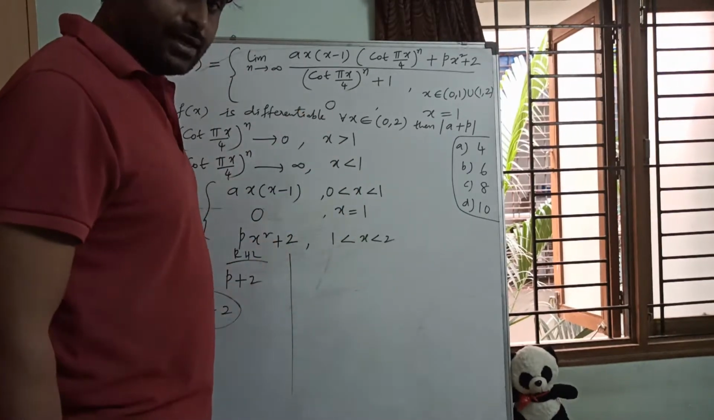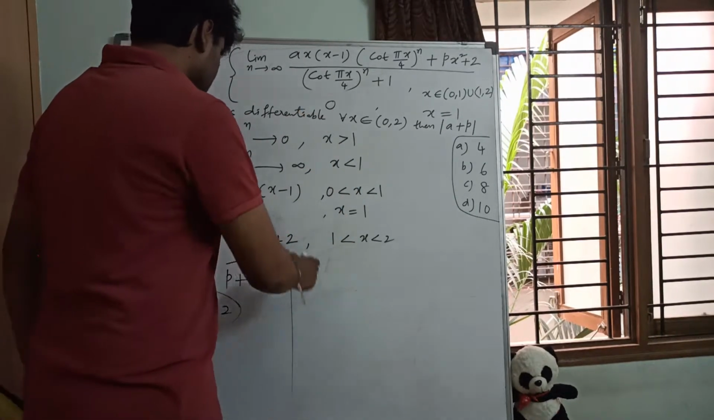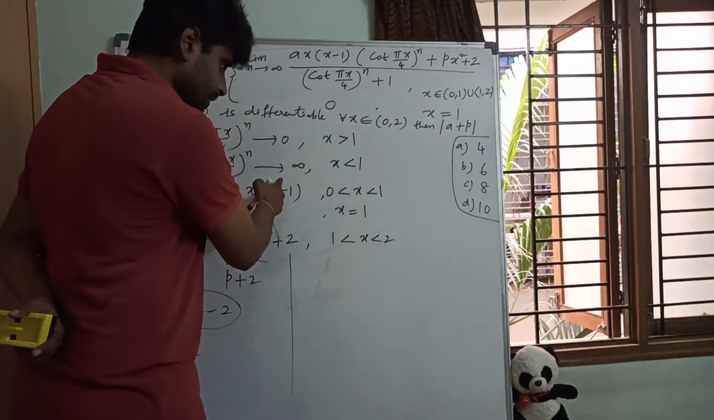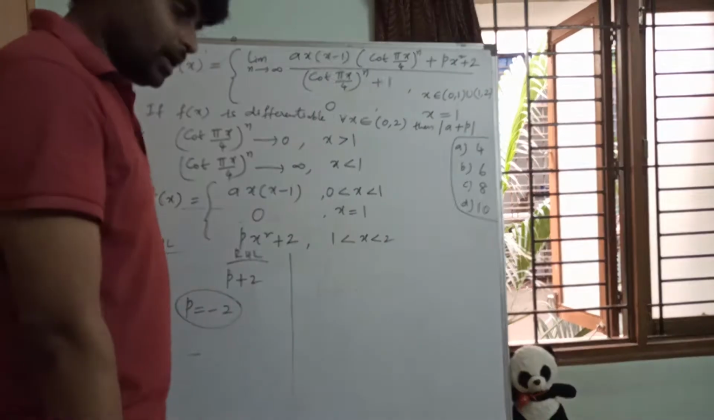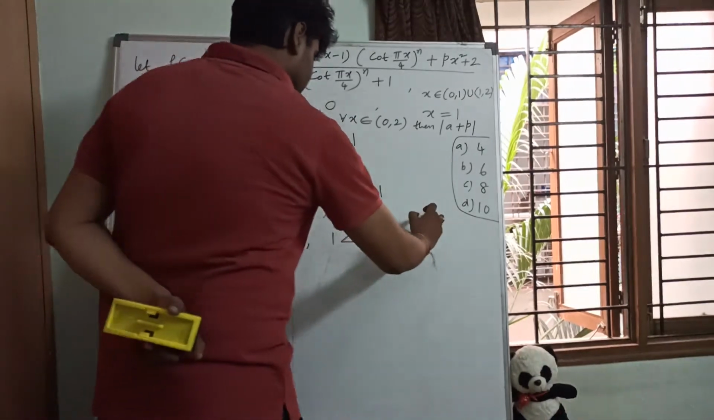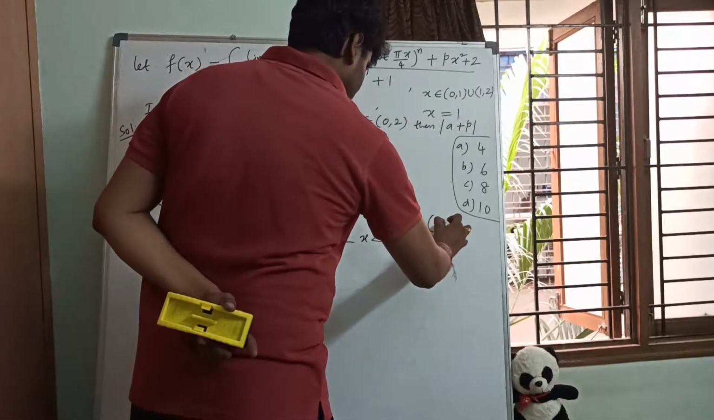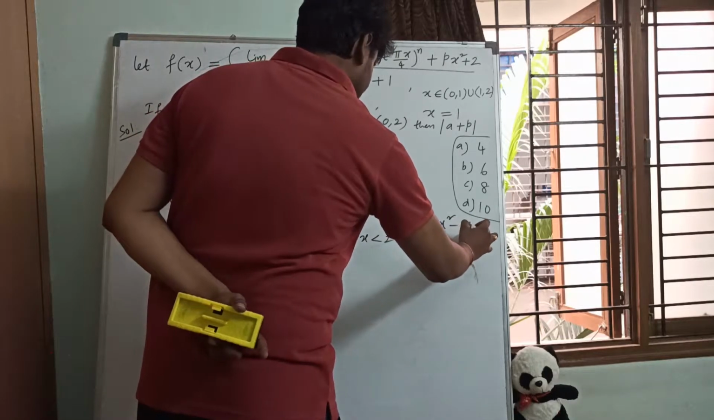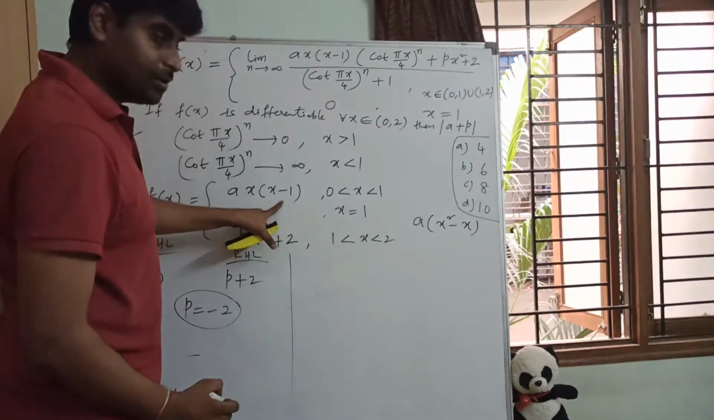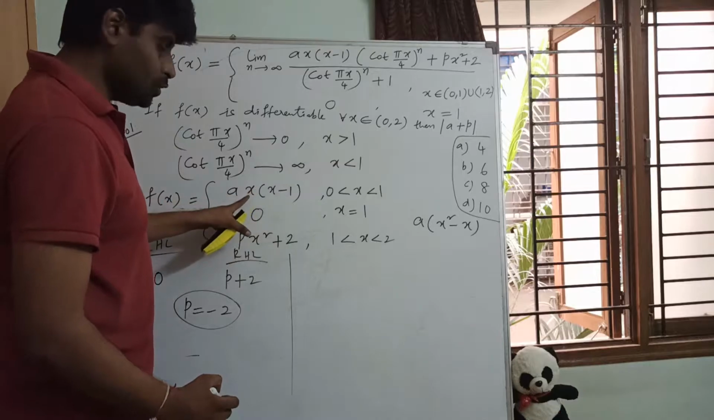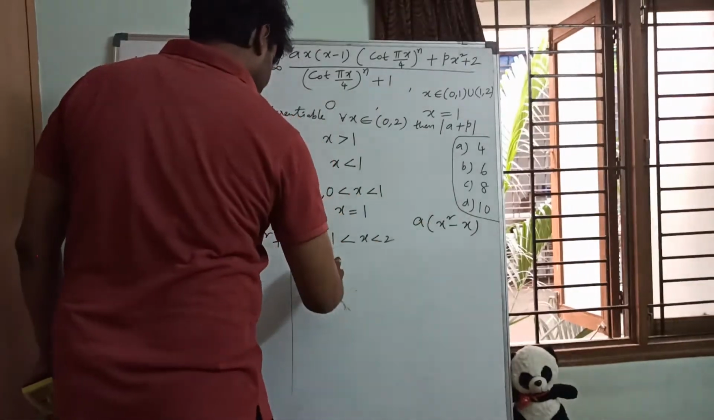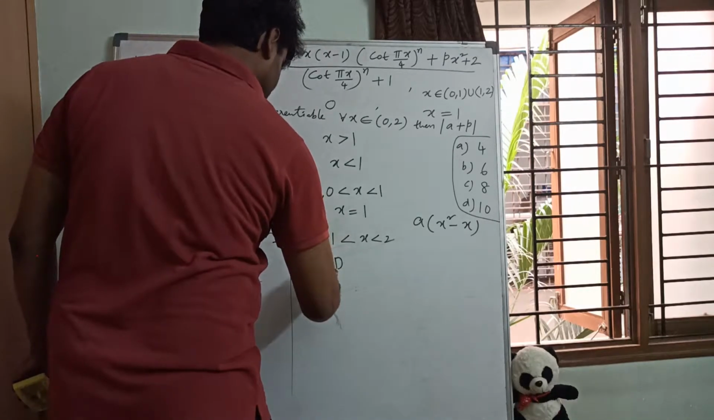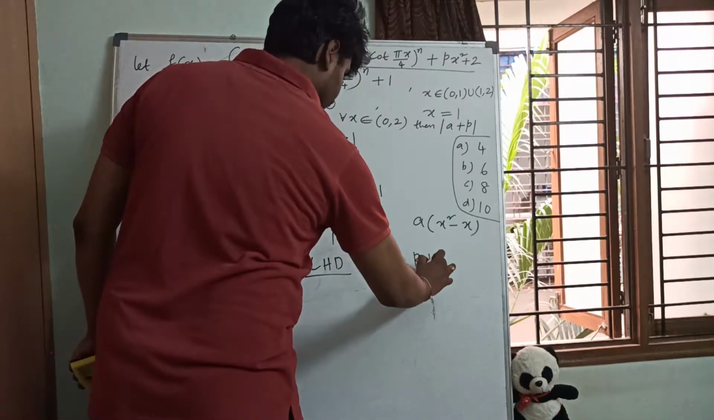Now let us find differentiability. Differentiability means just derivate this one and substitute 1. Can I write this as a into x square minus x? This function I am going to simplify, to avoid uv, x square minus x. So now derivate this for LHD and RHD, the right hand derivative.